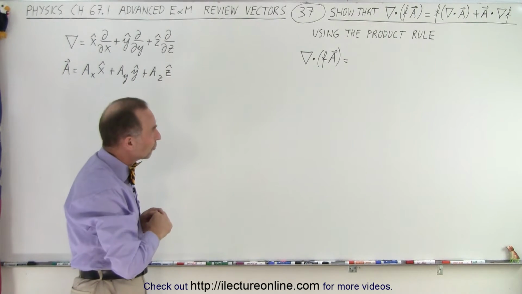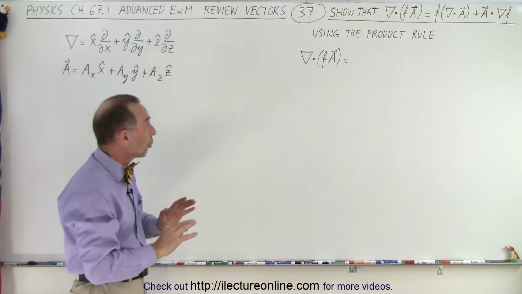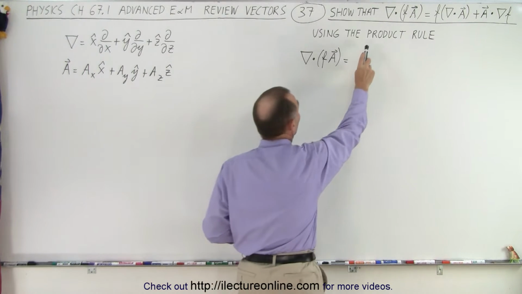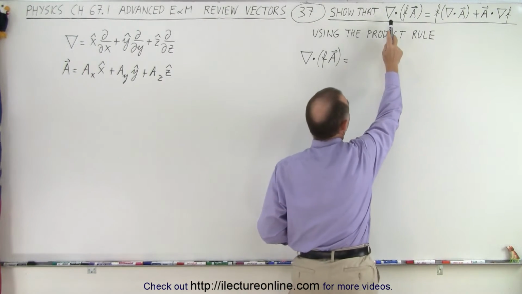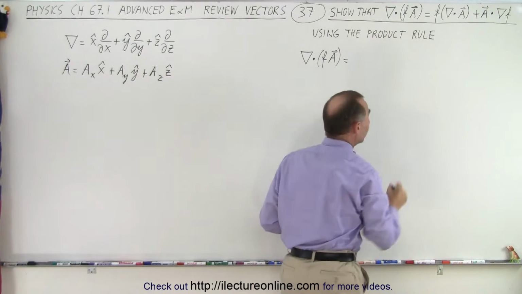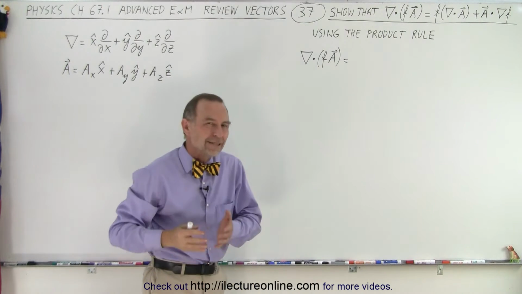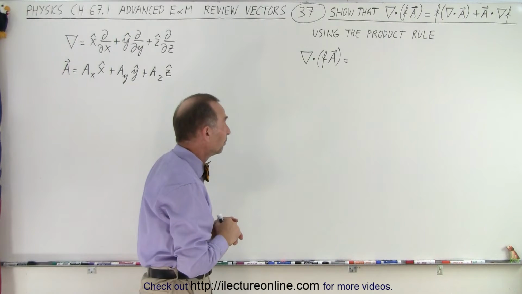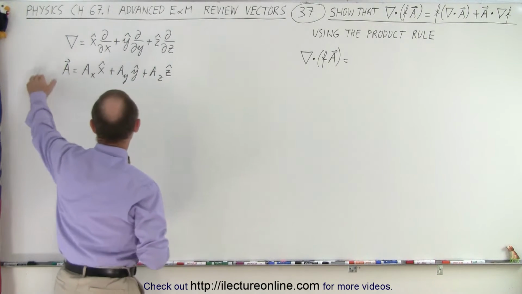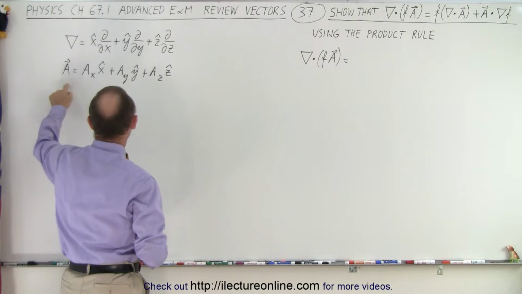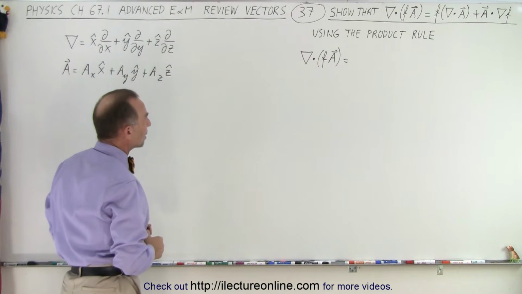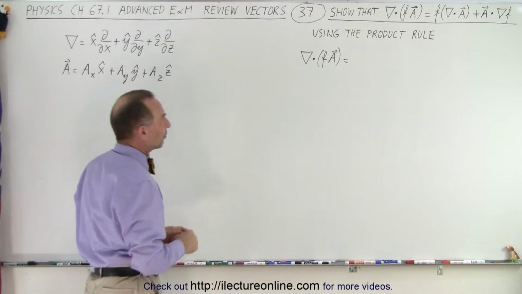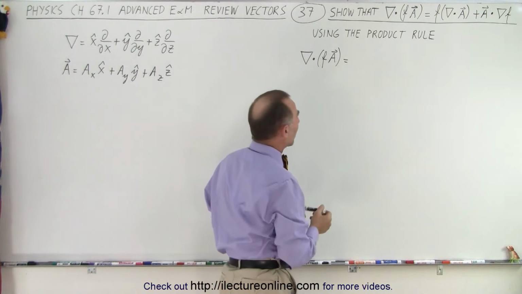Well, there's various ways to do that, but we're going to start out by showing how we're using the product rule, because essentially, when we take the divergence of a product, essentially we're taking the derivative of a product, so we should be able to use the same product rule. To help us along, we have the definition of the Del operator, and we have the vector definition right here. All right, so first of all, let's see why that should be correct.